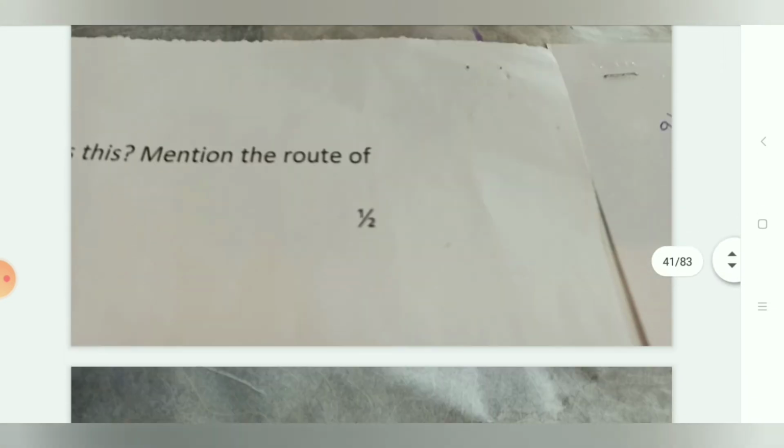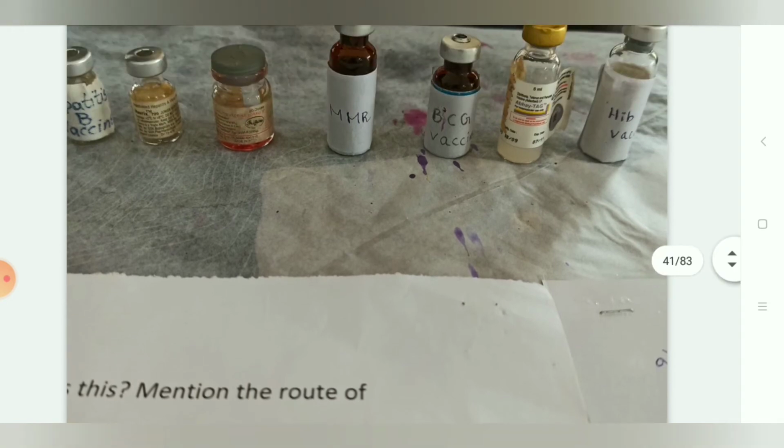Next one is BCG, as you can see here. BCG is given intradermal. It is a live attenuated vaccine. The schedule is after birth, within 1 year.